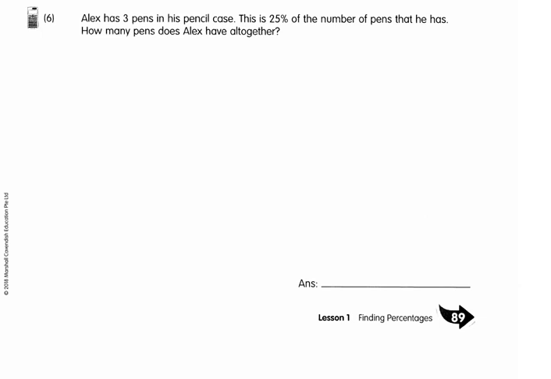Okay, now let's continue. Alex has three pens in his pencil case. This is 25% of the number of pens that he has. So that means these three pens are actually 25% of the pens that he has. How many pens does Alex have altogether? Again, presentation is very important, although you know the answer is very straightforward. For 25%, do not write equal. We just do 100%, and we know it's actually 3 times 4, which is 12.